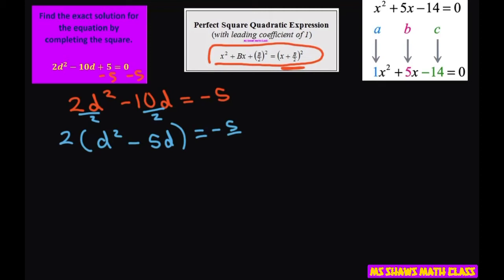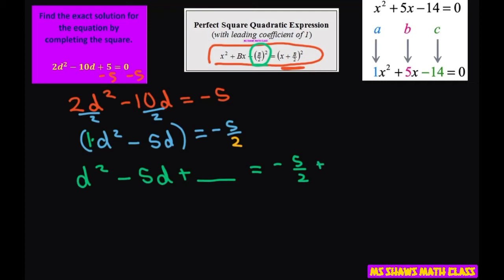Then we want to divide both sides by 2. That cancels that out, so I'll just erase it. Now we can complete the square. Our lead coefficient is 1, and to make a perfect square trinomial, we write d squared minus 5d plus, and what we're going to be adding is b divided by 2 squared.